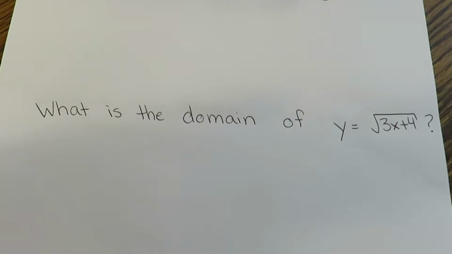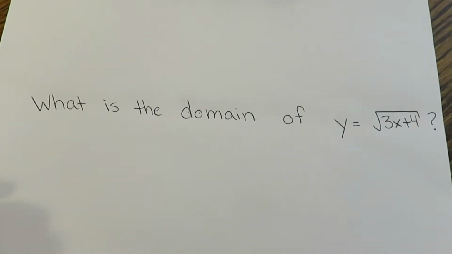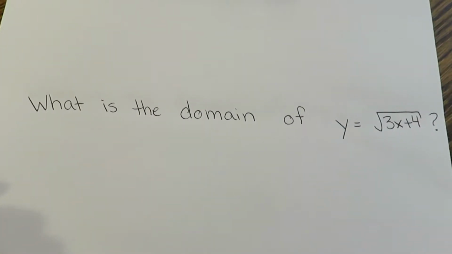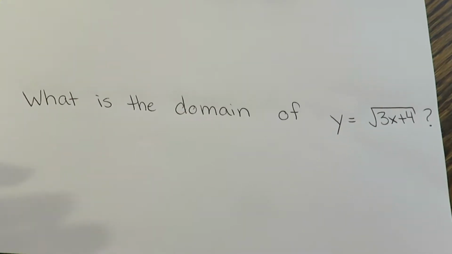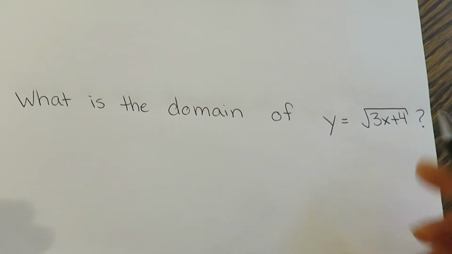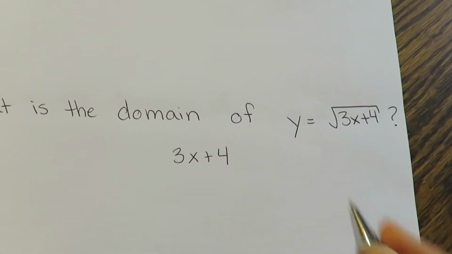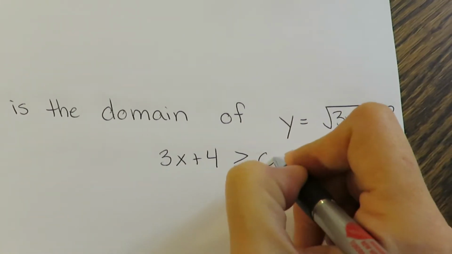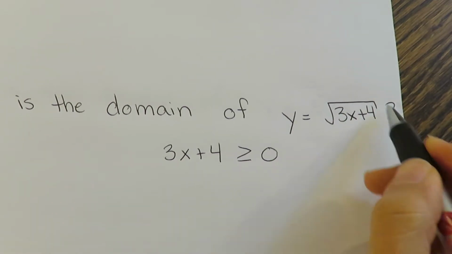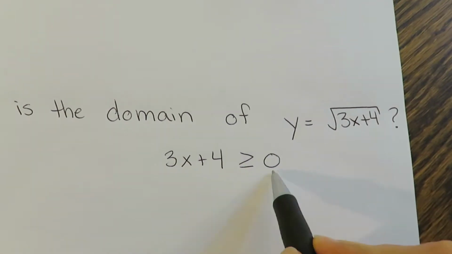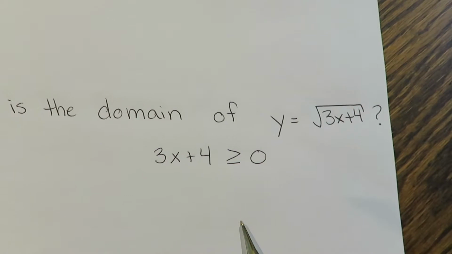This question is, what is the domain of y equals the square root of 3x plus 4? So again, it's a square root, so I do need to take all the stuff on the inside, 3x plus 4, set it to being greater than or equal to 0, because all that stuff in there had better equal something that's bigger than or equal to 0. And now I'm going to solve for x.